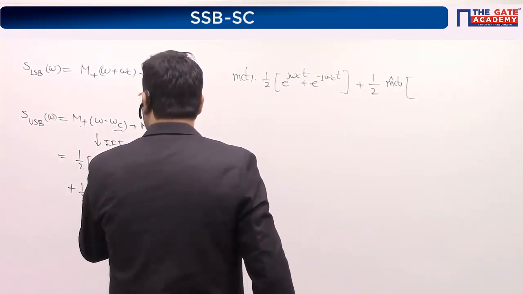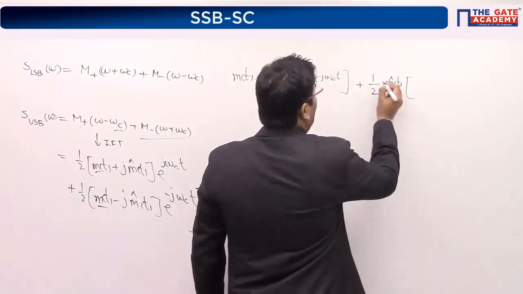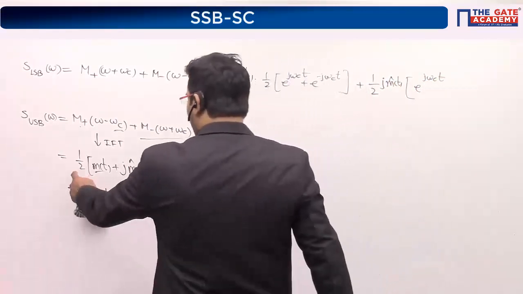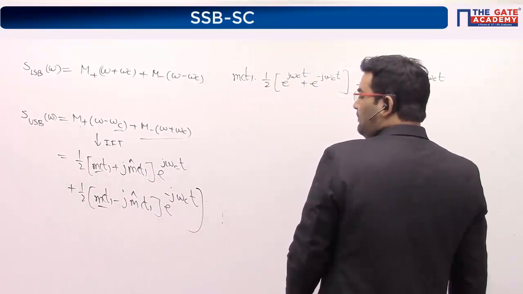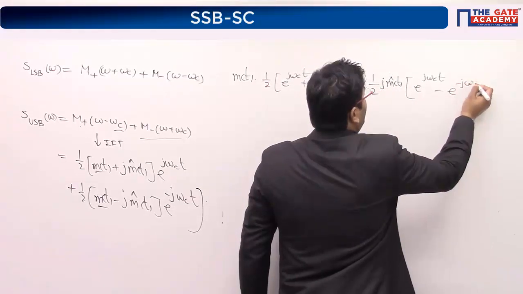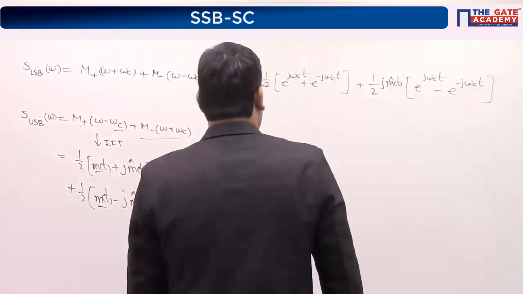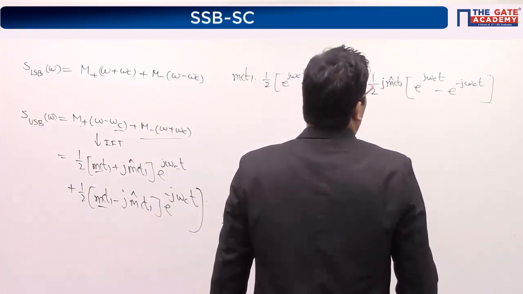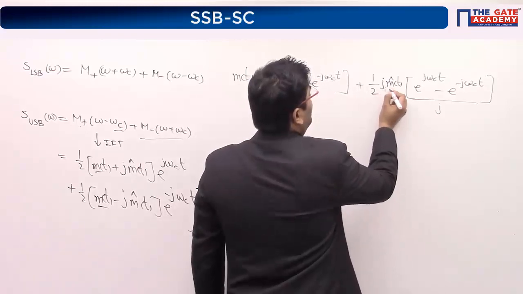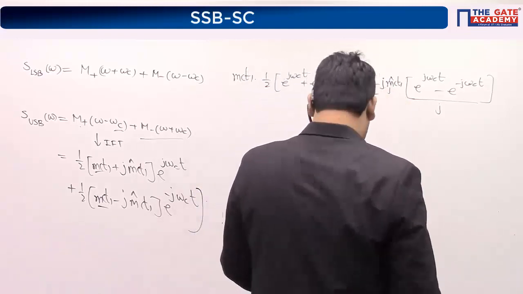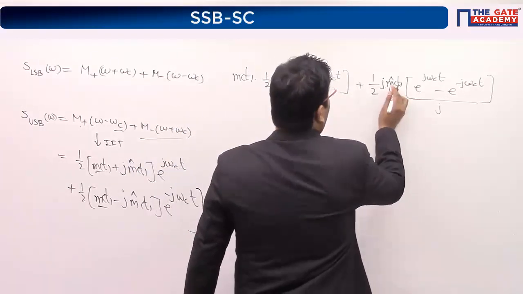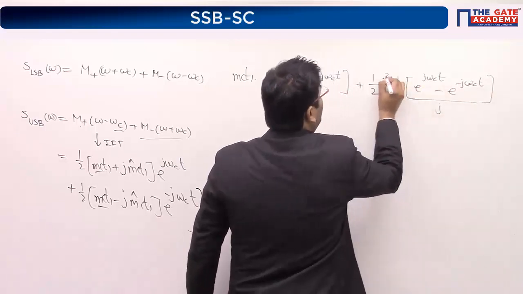If you take m hat t common, it will become e to the power j omega c t with j, and take j common as well. So you have taken half j m hat t common, and it will become e to the power j omega c t minus e to the power minus j omega c t. Minus, right? And you know that you have to divide by j, so you will multiply with that. It is coming to be m hat t with a minus, because if you divide you also have to multiply, so it will become j square.